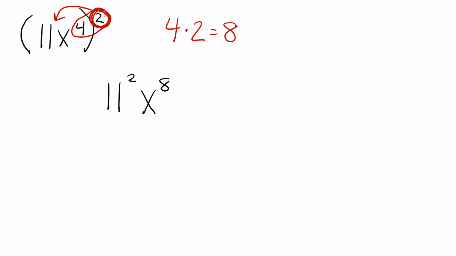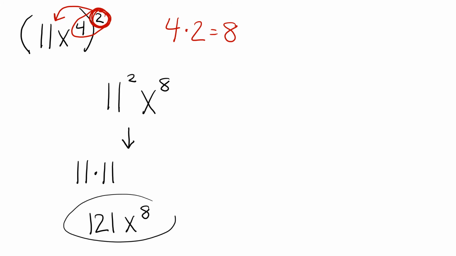Sometimes your problems will be taken to the next level, in which case they actually want you to solve the coefficient. So for example, 11 squared is 11 times 11, which is 121. And then you have your x to the 8th power.